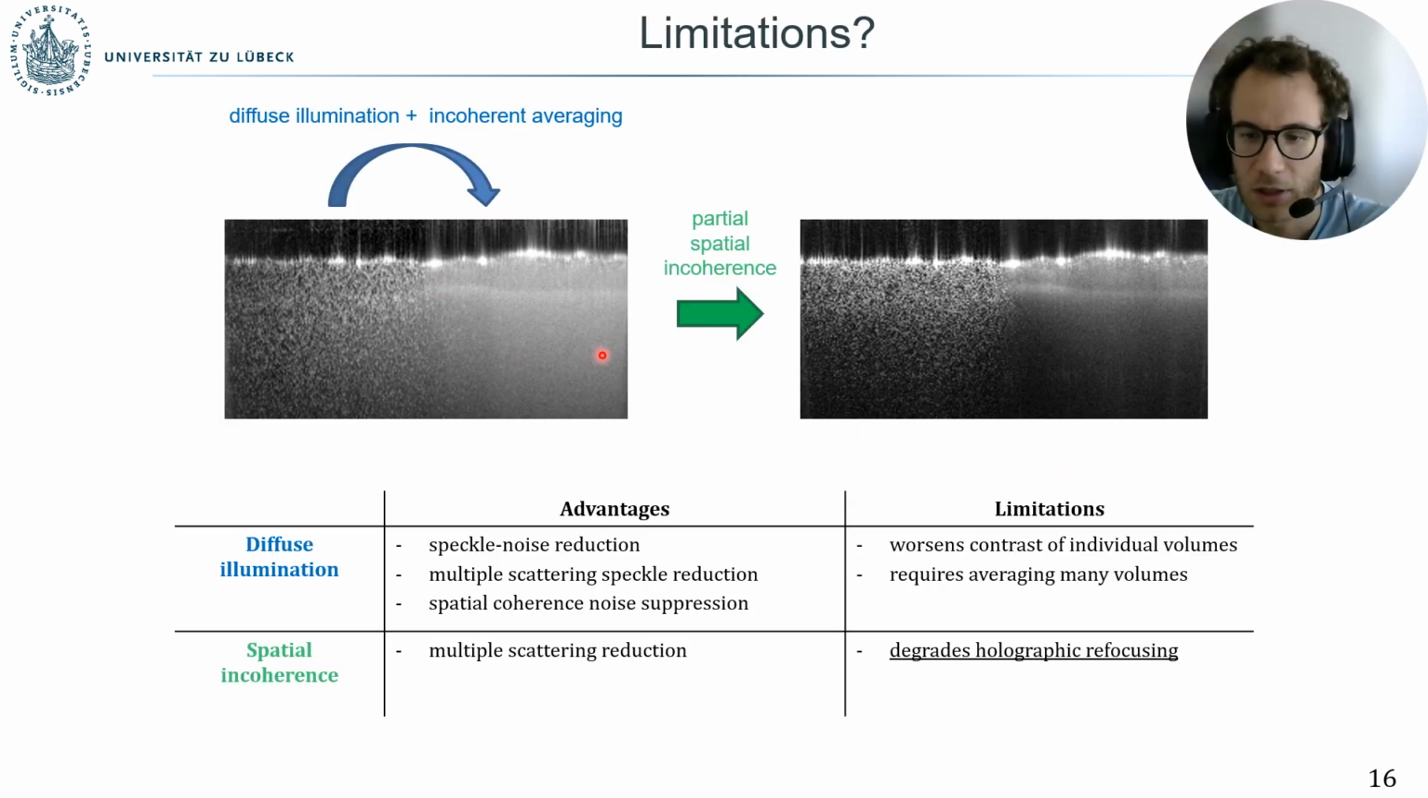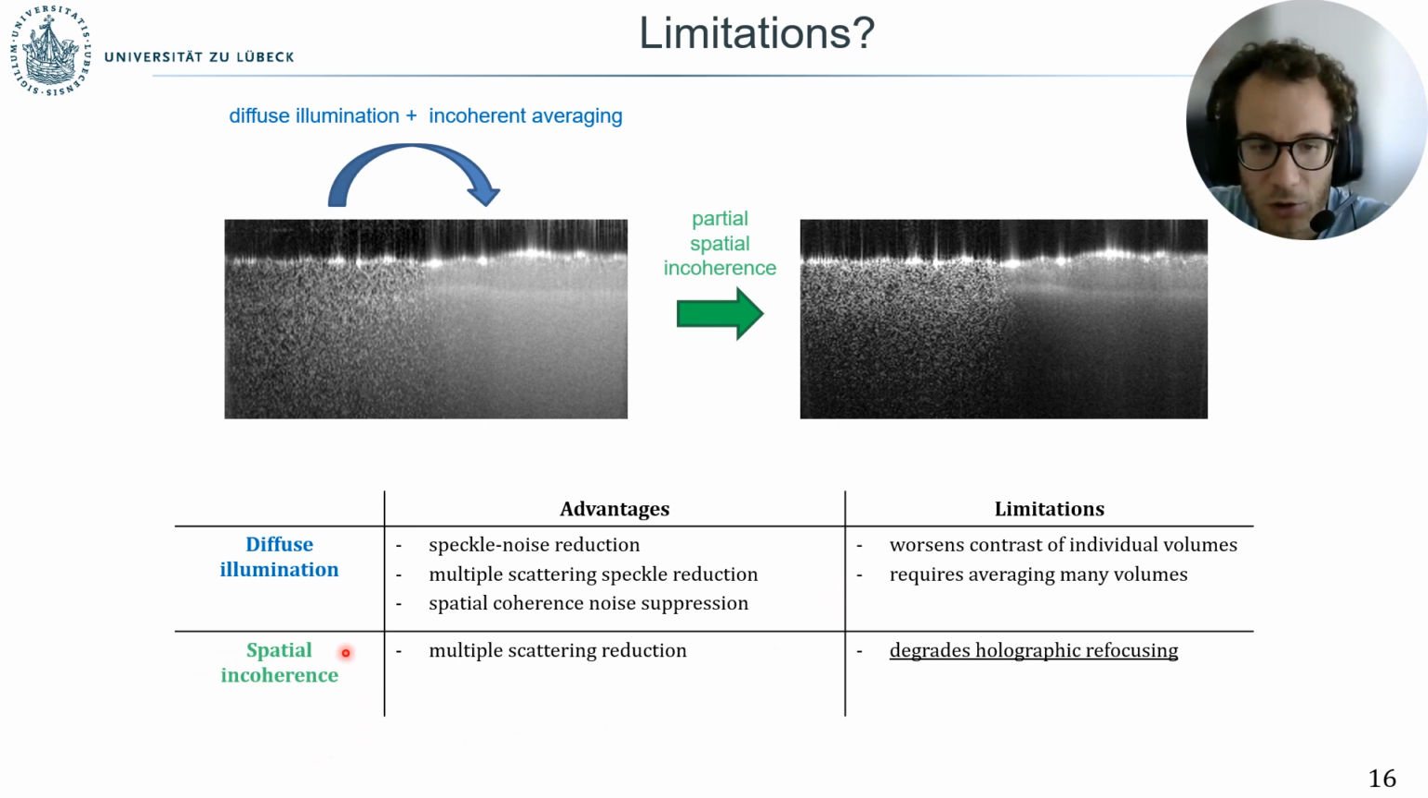Now at this point I mainly talked about the advantages of the method, right? For the diffuse illumination and incoherent averaging, we can reduce speckle noise, the speckle of multiply scattered light, and suppress spatial coherence noise. The cost is that it slightly worsens the contrast of individual volumes, and it requires averaging many volumes, like 100 or so, to get a factor of 10 in speckle reduction.